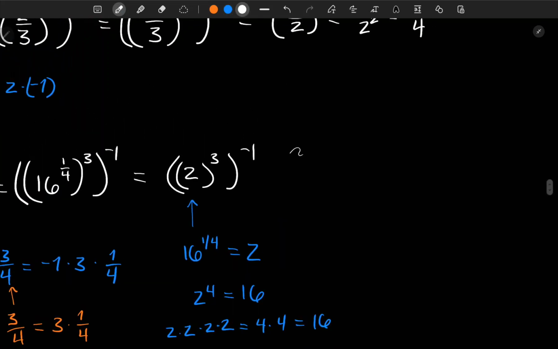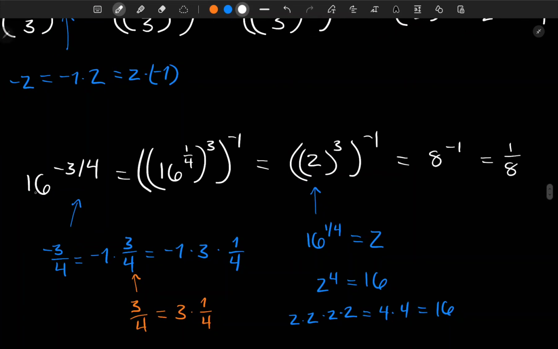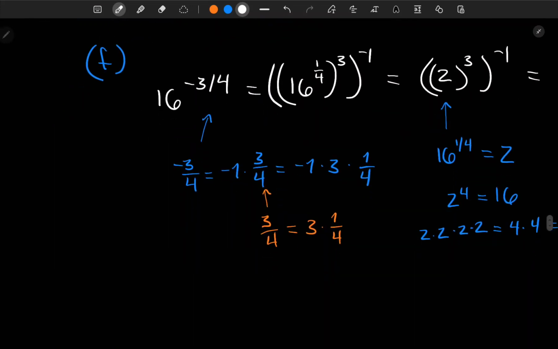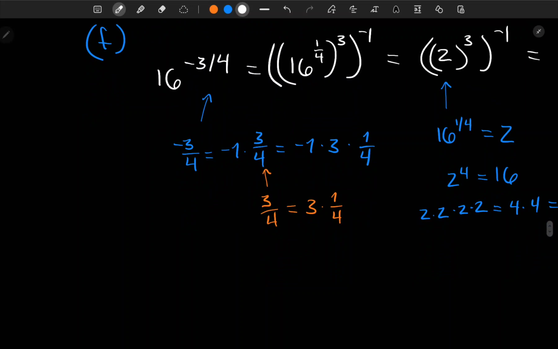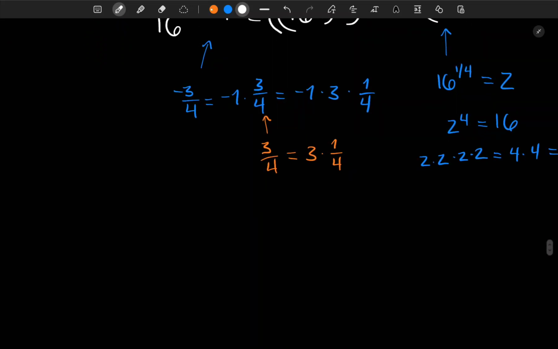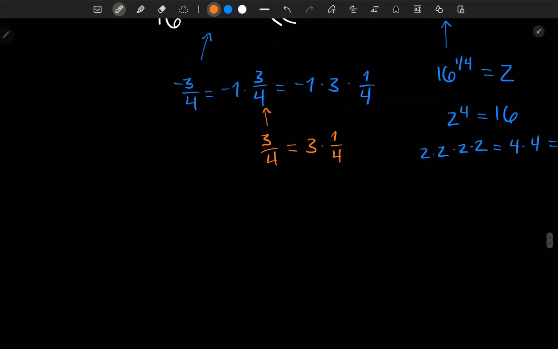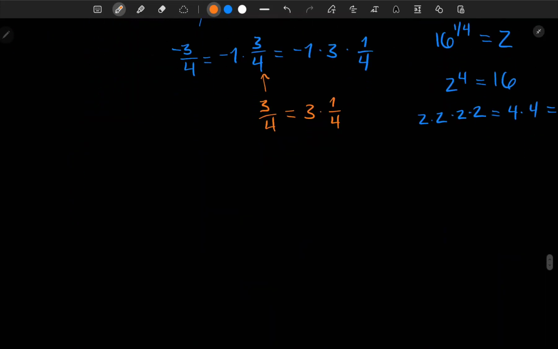Then we have what's next, which is 2 to the 3rd power, which is 8. So this should be 8 to the negative 1st power, which is equal to 1 over 8. So what you should find is that 16 to the negative 3 over 4 is equal to 1 over 8. Okay, we can next move to simplifying some expressions, which we were already doing above, but there should be enough practice so that you feel confident moving into this series.